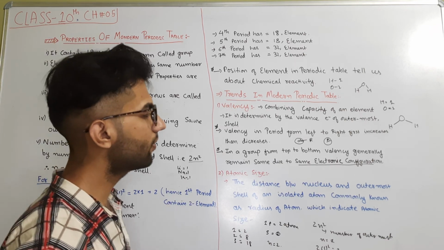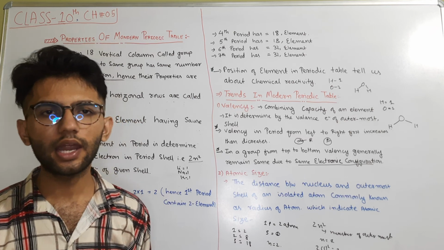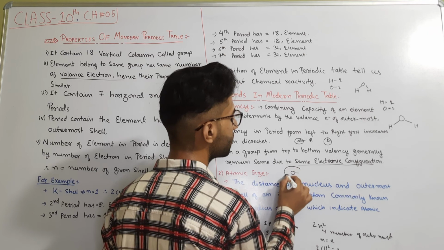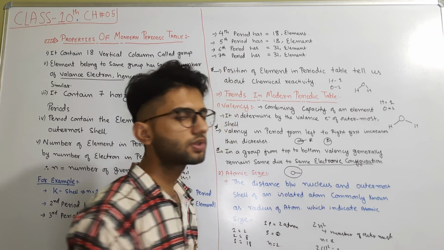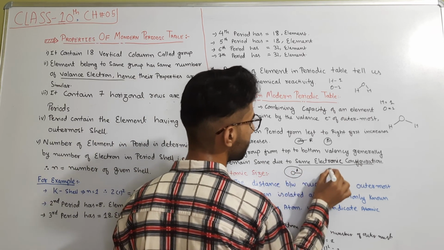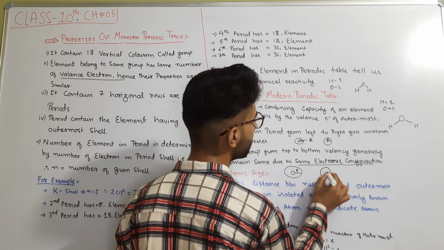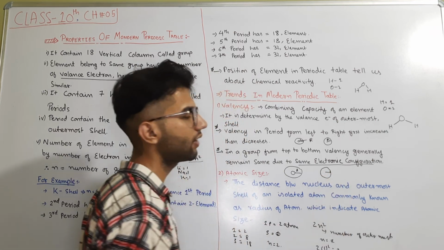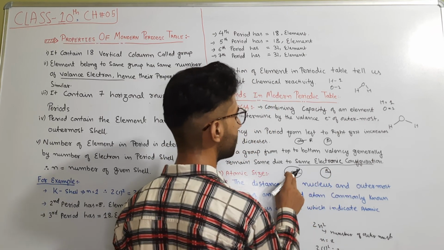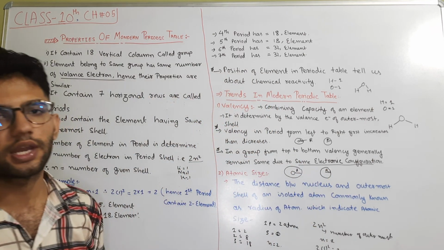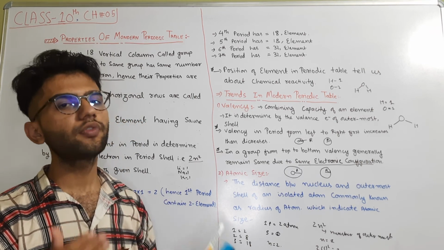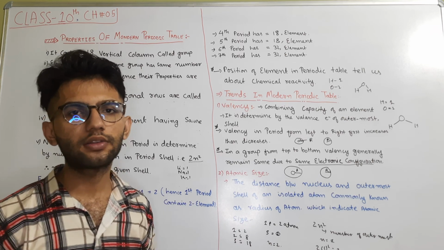Atomic size. What is the atomic size? The size here represents the atomic radius. The distance between the nucleus and the outermost valence shell electron, or outermost orbit of an atom, represents its radius. As in a circle, the distance between the center and its outermost circumference or boundary represents the radius. In the same way, the distance between the nucleus and the outermost shell of an atom represents the radius of an atom. So the radius of an atom simply represents the atomic size.